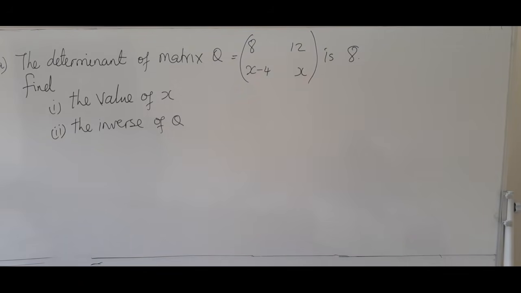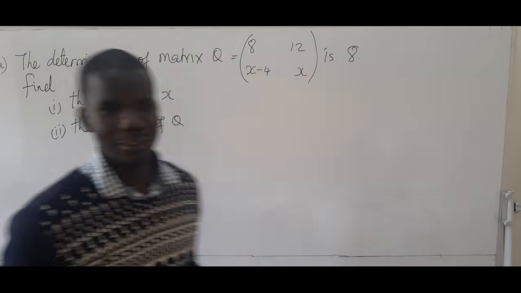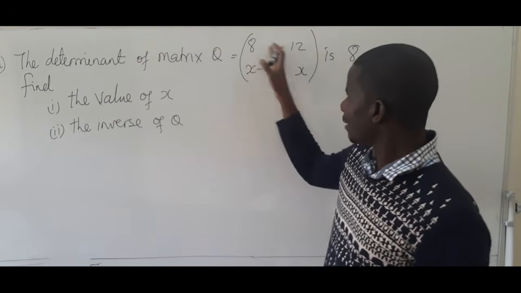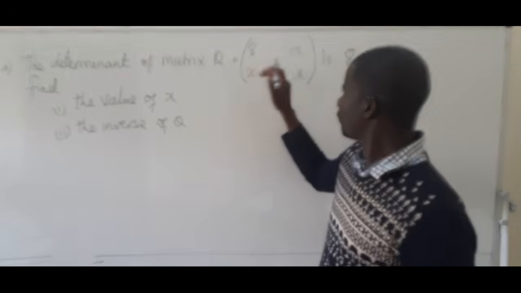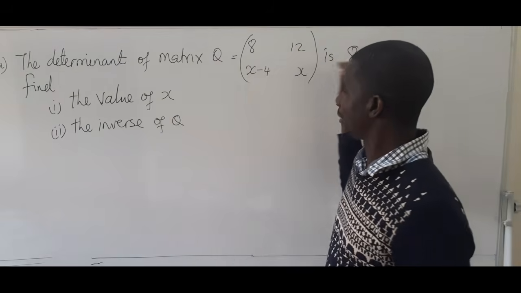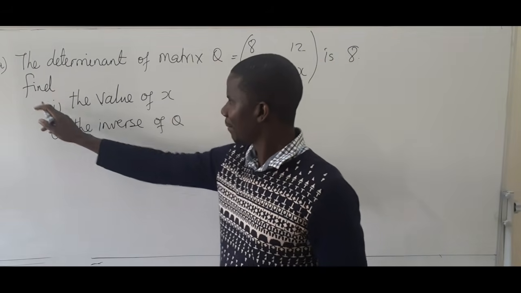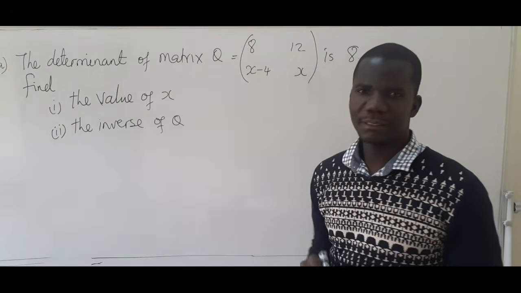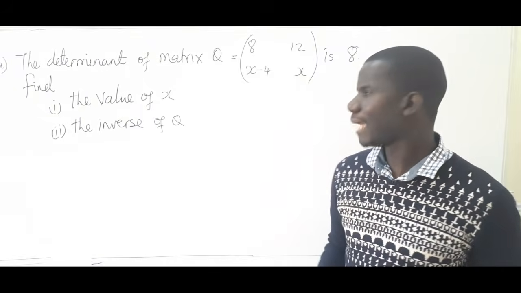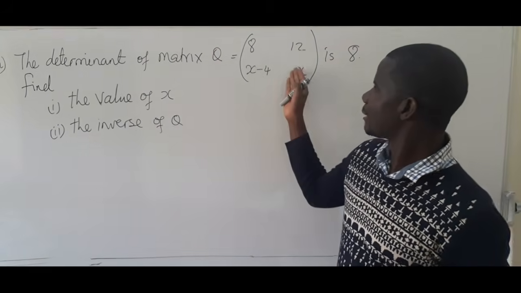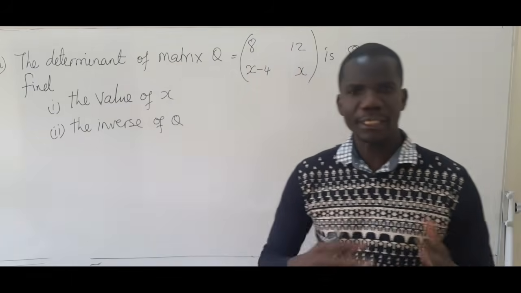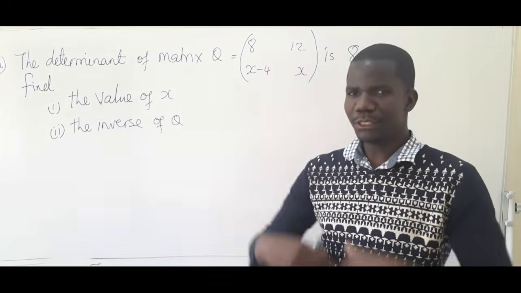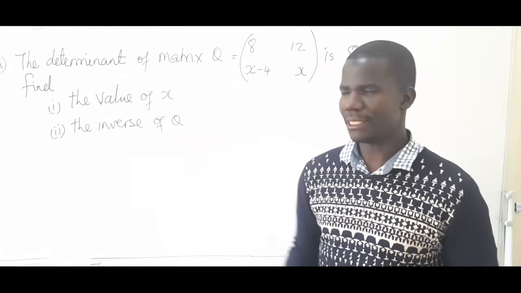So this is question 2A. Let's continue. The determinant of matrix Q is given by 8, 12, x minus 4, x, and the determinant is 8. Find the value of x. When we are given the determinant, we need to write an expression for the determinant, then equate it to 8, because 8 has been given as the determinant. So we need to write the expression first.